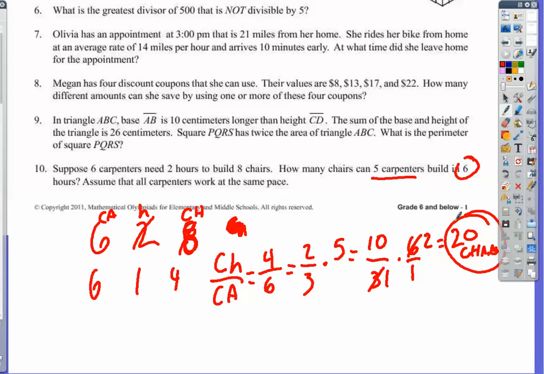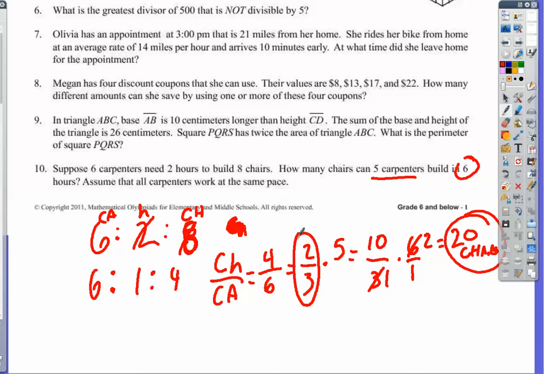So here's how I did it again. I wrote out the ratio that they told us: 6 carpenters, 2 hours, 8 chairs. Well, I knew that I wanted to get it in terms of 1 hour. So if I cut the hours in half, we'd have half the chairs. So we have 6 carpenters, 1 hour, 4 chairs, which meant that each carpenter made 2/3 of a chair in 1 hour.